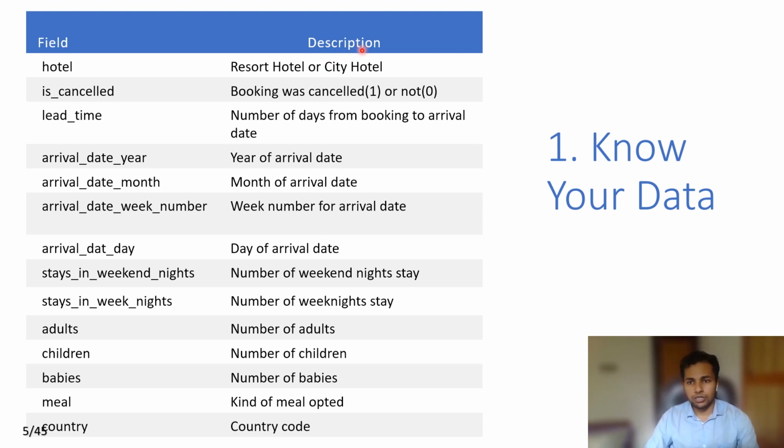So in this section, we'll get to know the dataset we'll be working with. Let's start with the hotel field, which tells us if the booking took place in a resort hotel or a city hotel. The is_canceled field tells us whether the booking was cancelled or not. And we also have the lead time, which is the time difference between the booking date and the arrival date. We also have the year of arrival, month of arrival, week number of arrival, and day of arrival. We also have the number of weekend nights and weeknights customers stayed, number of adults, number of children, number of babies, the kind of meal opted for, and the country code.